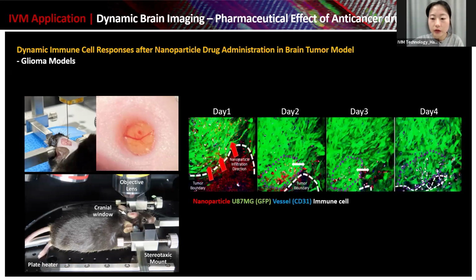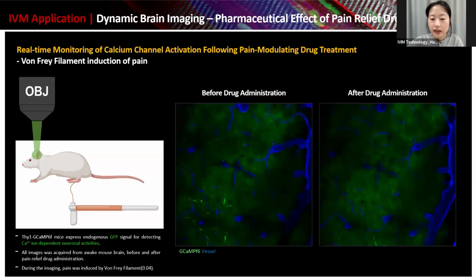Seven days after surgery, we confirmed that the tumor cells had successfully engrafted and begun to grow within the brain. Following tumor establishment, we administered a nanoparticle-based immunotherapy drug intravenously. You can see the drug in red color here. This allowed us to directly evaluate the therapeutic response by observing immune cells, labeled in white in these pictures, successfully infiltrating into the tumor-bearing brain tissue. Through this dataset, we were able to obtain clear, real-time evidence of the drug's efficacy.